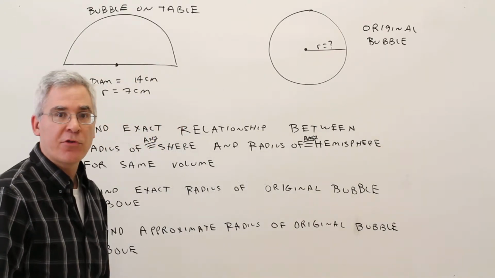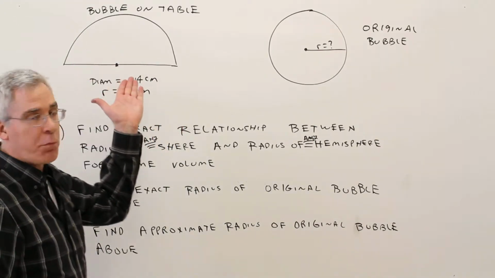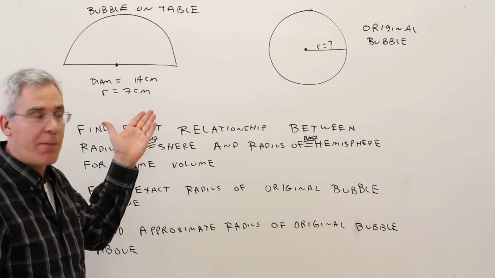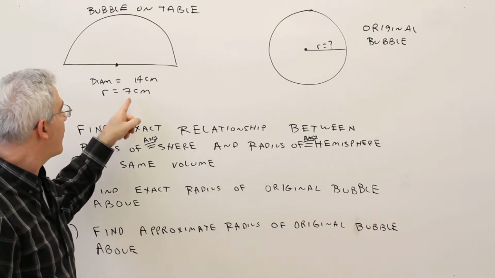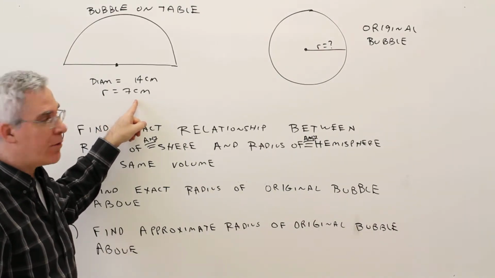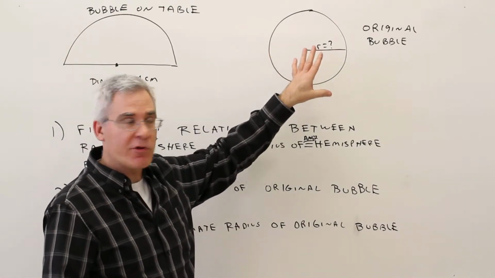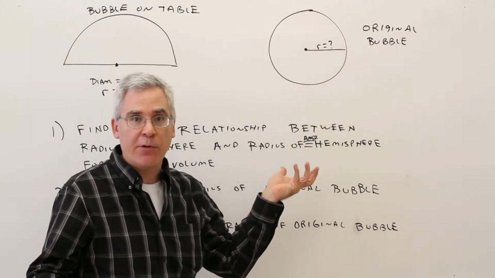Now for the three questions. This was the bubble on the table that I measured before. It had a diameter of about 14 centimeters, a radius of 7 centimeters. It came from an original bubble. The radius we don't know.